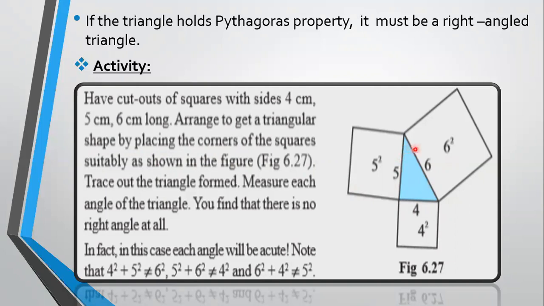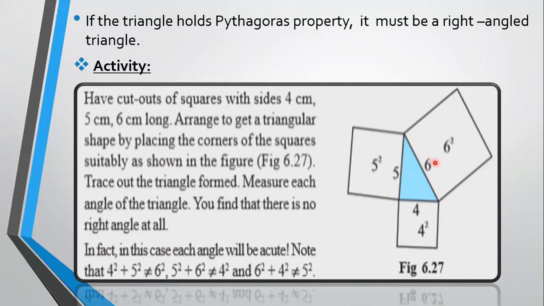Now we will arrange these three cutouts so that the corners of the squares will be arranged to form a triangle as shown in the figure. Now trace out the triangle so formed. Measure each angle of the triangle. After forming the triangle, we will trace it out and measure each angle of the triangle. And we can see that all the three angles will be acute. That means the triangle so formed is an acute angle triangle. And here the longest side is the side with the 6 cm.